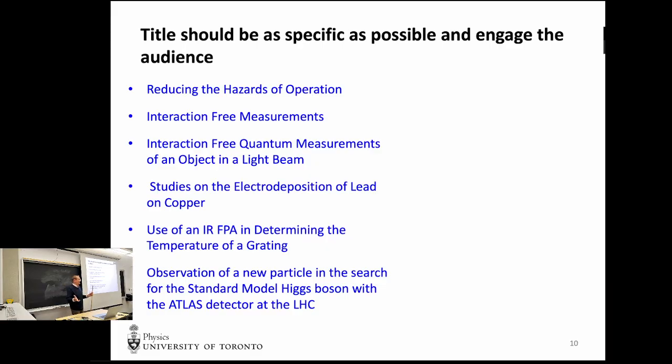You're not trying to get everyone to read your paper, but you really want everyone who you want to read the paper, right? So the title should be able to achieve that. So here are a bunch of different titles. Reducing the hazards of operation, interaction-free measurements, studies on the electrodeposition of lead on copper, use of an IR FPA in determining the temperature of a grating, observation of a new particle in the search for the standard model Higgs boson with the Atlas detector at the LHC. Okay, so which of these are good and which of these are bad? What's your favorite or worst one?